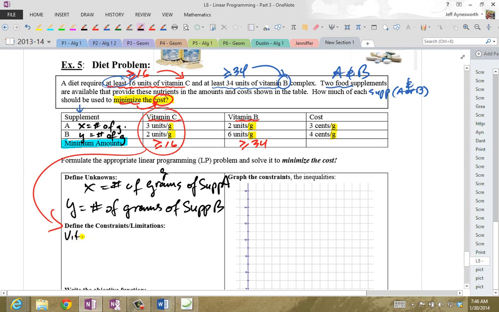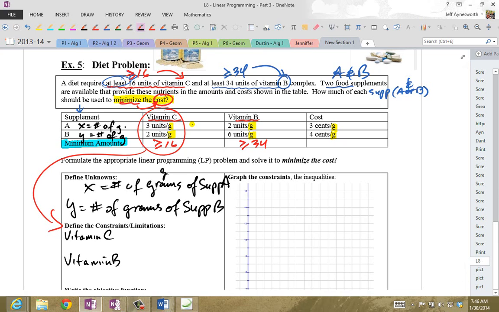We've got one for vitamin C, and we also have a constraint for vitamin B. So we're going to do one at a time. All right, and here's how we play it. This is where I want you guys to get involved. Bring your eyes up here when you're ready.